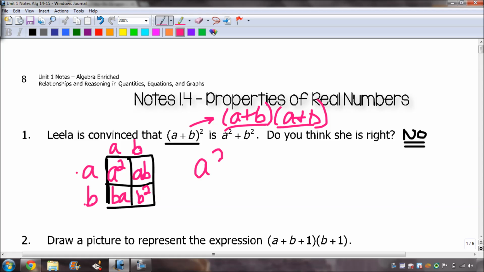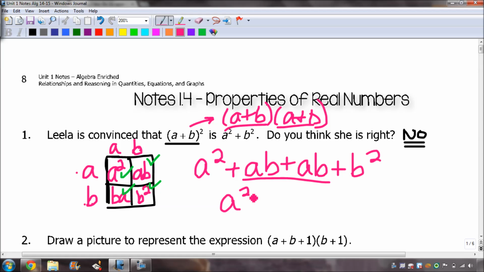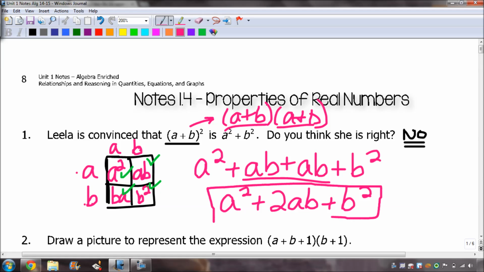So I end up getting a squared plus ab, right? So here's my a squared, I've done that one, plus ab, okay? Plus, now, do you guys see how this right here says ba? But I can say it in any order I want, so I can say ab again, plus our last one right here, which is b squared, right? So I end up getting, combine these guys together, a squared plus 2ab plus b squared. Okay, so this is my final answer right here.